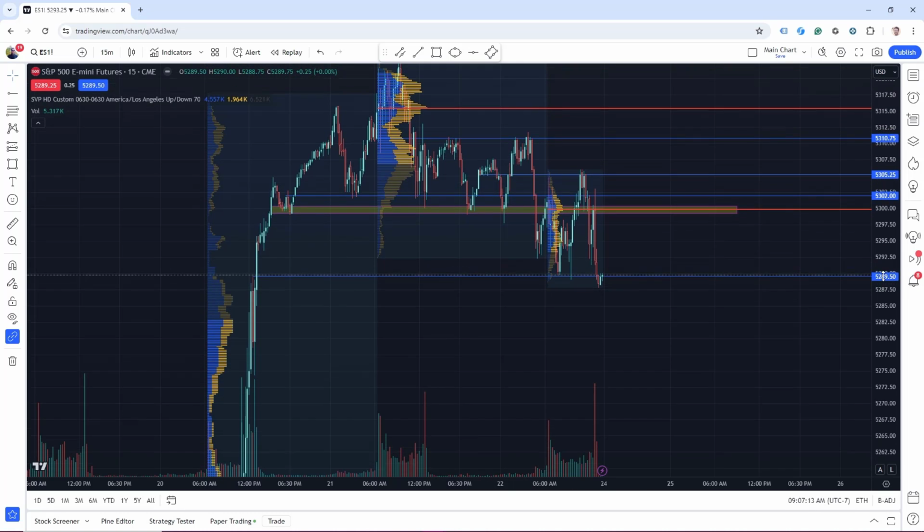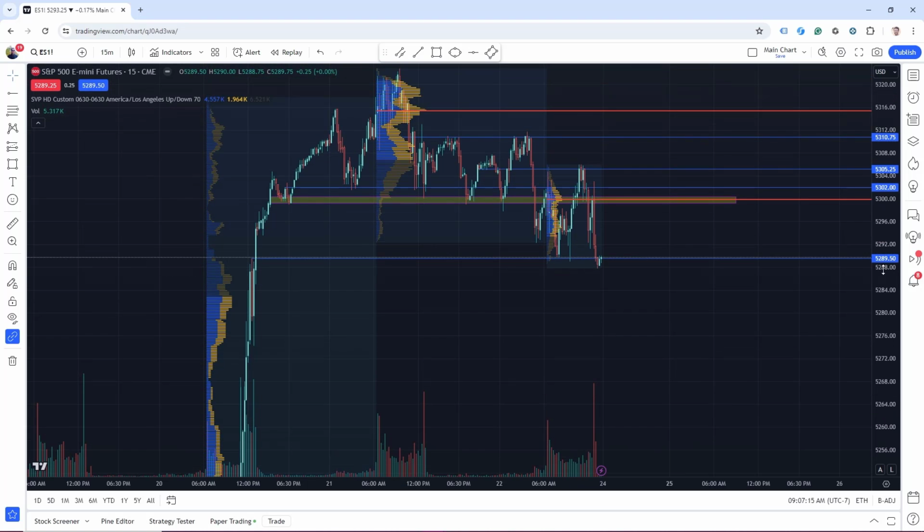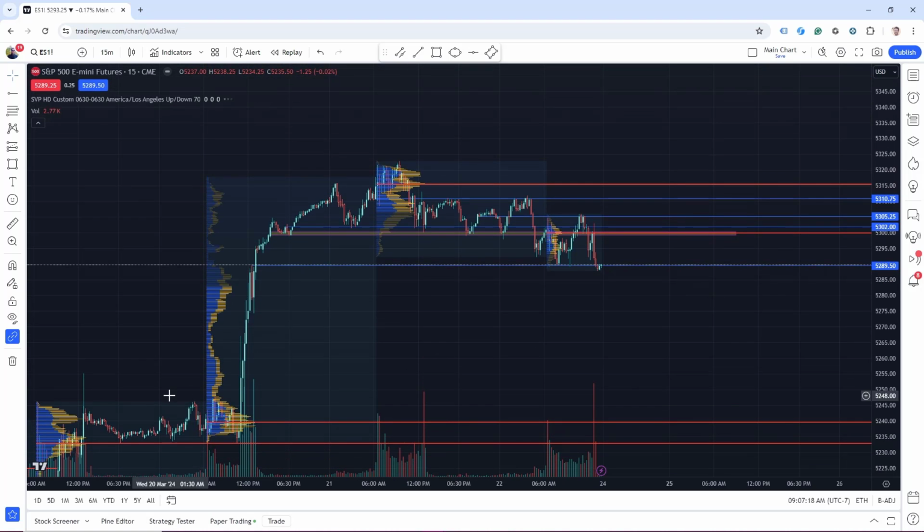But we can see here that on this move up, let's scroll this out. On this move up, and again, this volume profile is just for the session. So all of this volume ends at this bar. Then it creates another session volume profile and another one.